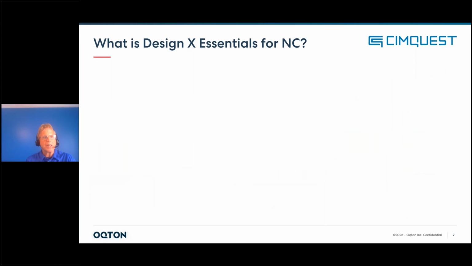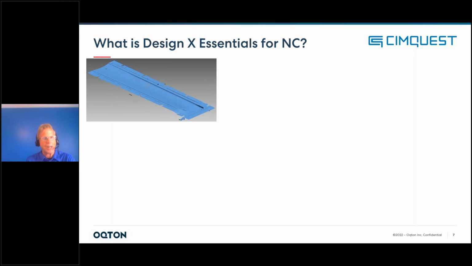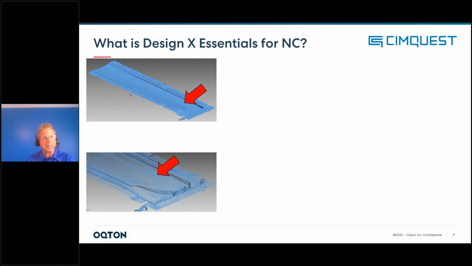So just a quick general overview of what is Design X Essentials, and right now I'm calling it Design X Essentials for NC. So this is actually a point cloud scan, and the reason I'm starting out with a point cloud scan, and if you look at the lower left picture, it's a very sparse point cloud scan. So this was actually not developed from a scanner. This was taken by taking one of the portable arms with a Renishaw ruby tip on it and just literally dragging the probe over the surface.